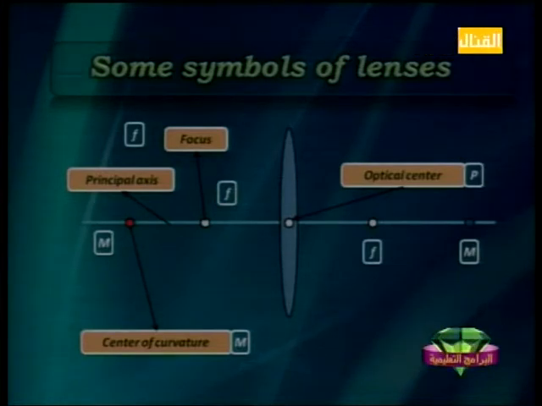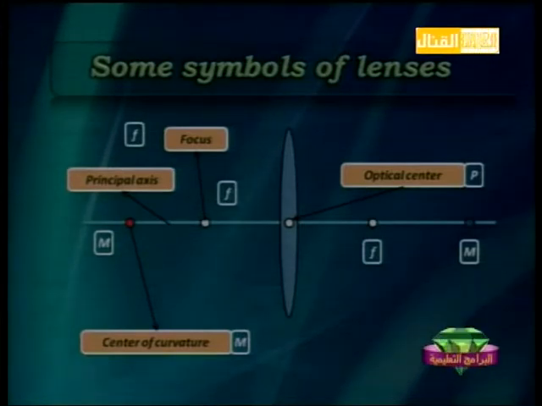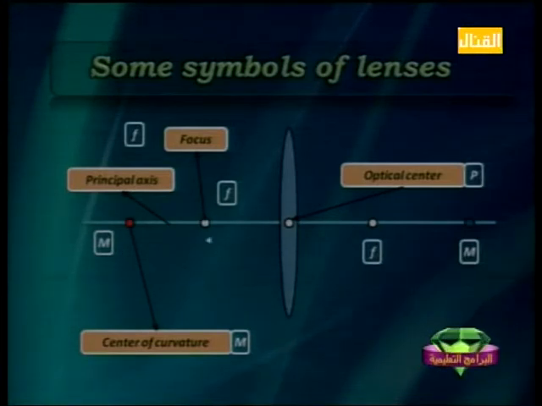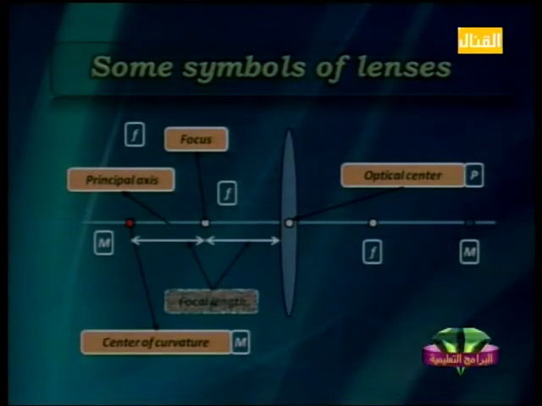So here we have any lens that has two foci, and it has two centers of curvature. Why does that happen? Because it has two surfaces, one on the right hand and the other on the left hand. And we have these distances here.